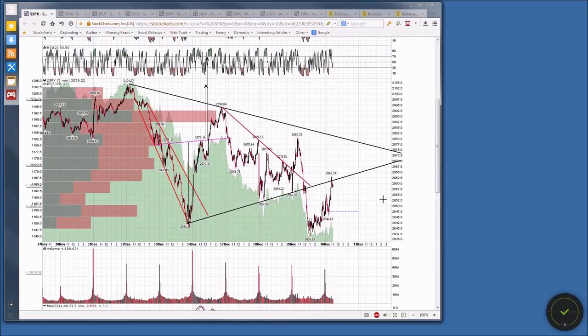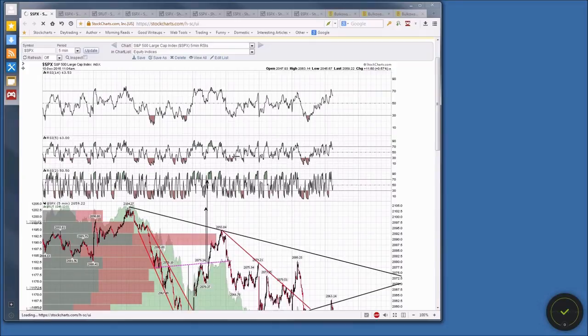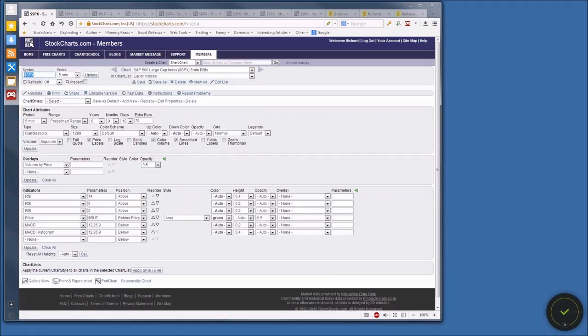This one actually, hang on, I'll just pull this forward. I think I had updated this since midday. This one retested twice.